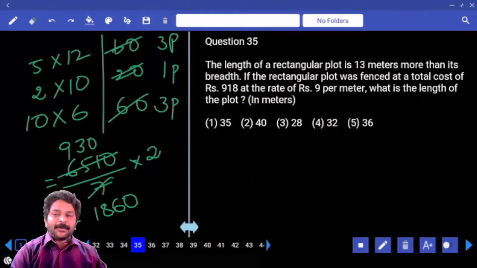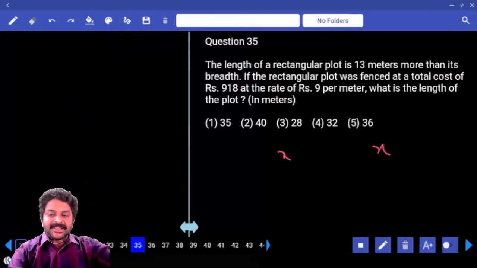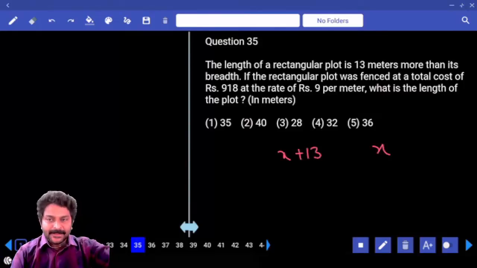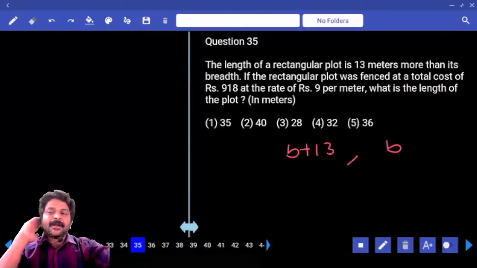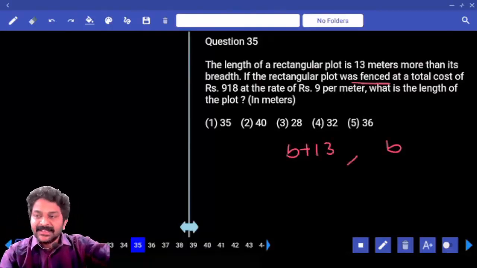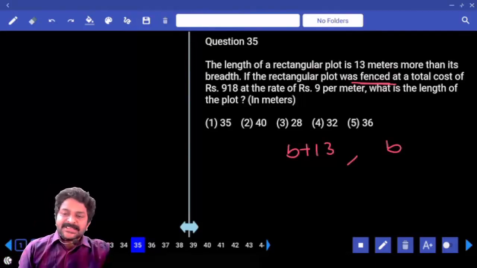The length of a rectangular plot is 13 meters more than the breadth. If breadth is x, length becomes x plus 13. Or if breadth is b, length becomes b plus 13. If the rectangular plot was fenced at a total cost of 918 at the rate of 9 rupees per meter, what is the length of the plot?